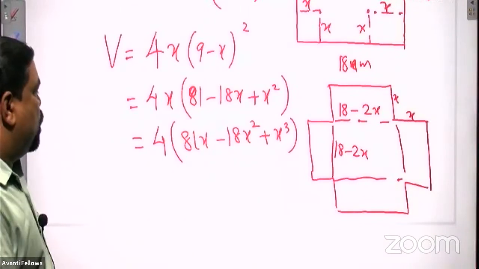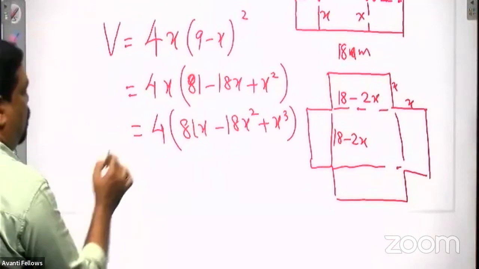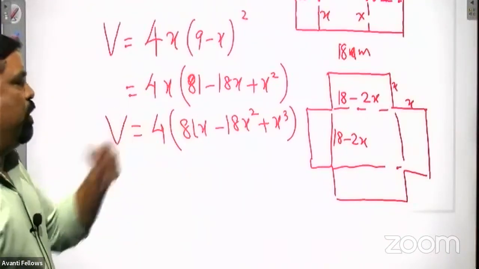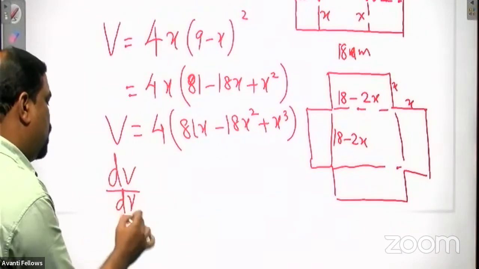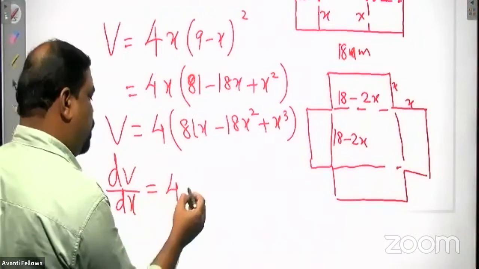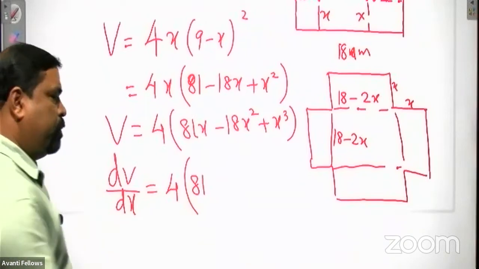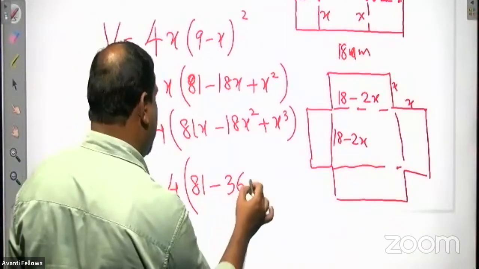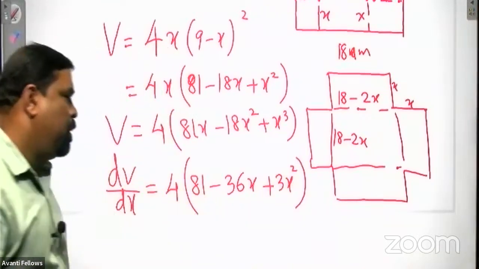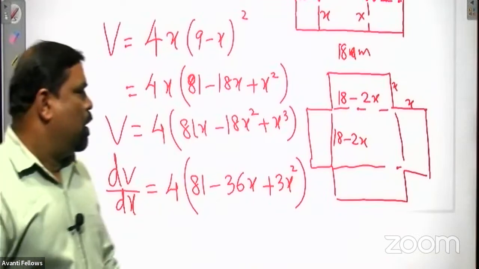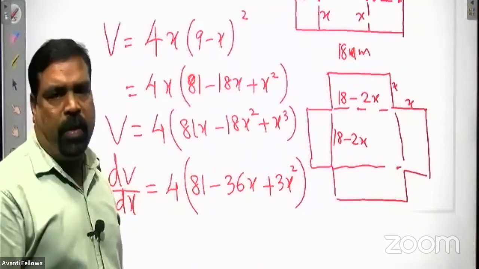Okay. Now this is a function in x, just like a polynomial function actually. Okay. So the remaining processes are same only. First we find the derivative dV by dx, that is equal to 4 into 81 minus 36x plus 3x square. 81x means derivative is 81. And 18x square means derivative is 36x. x cube means derivative is 3x square.